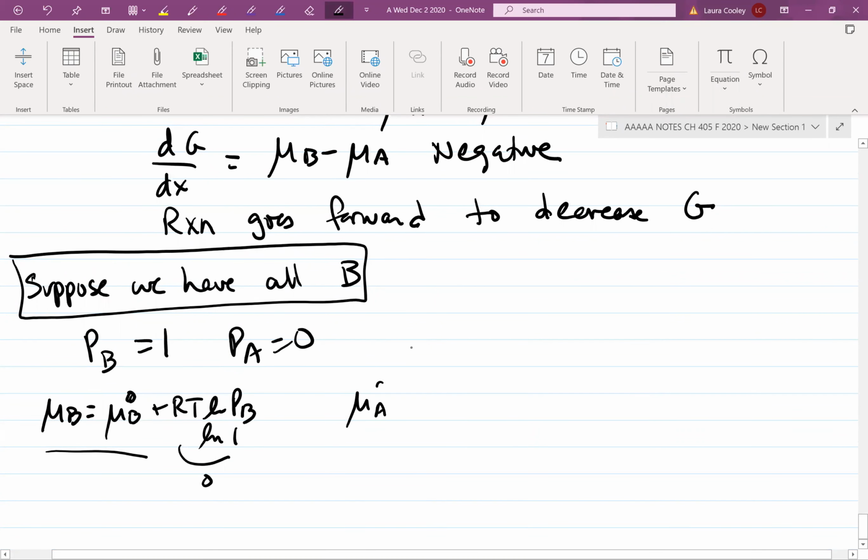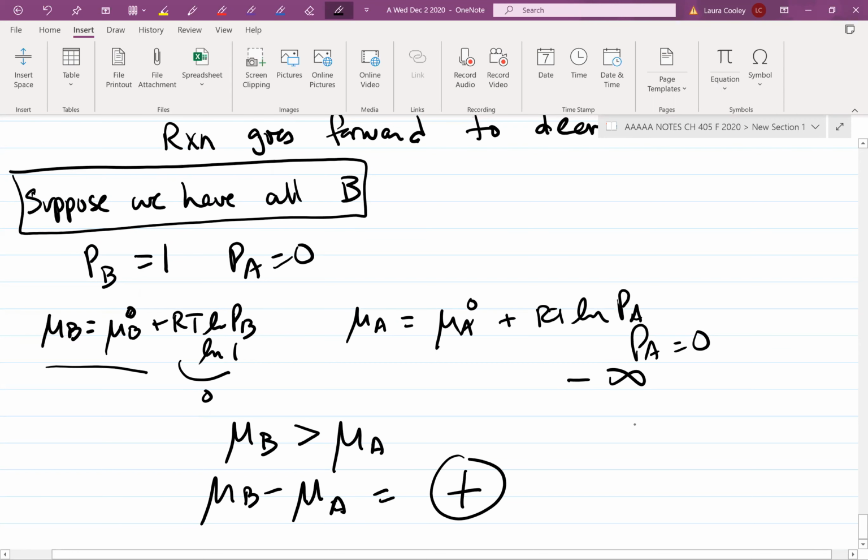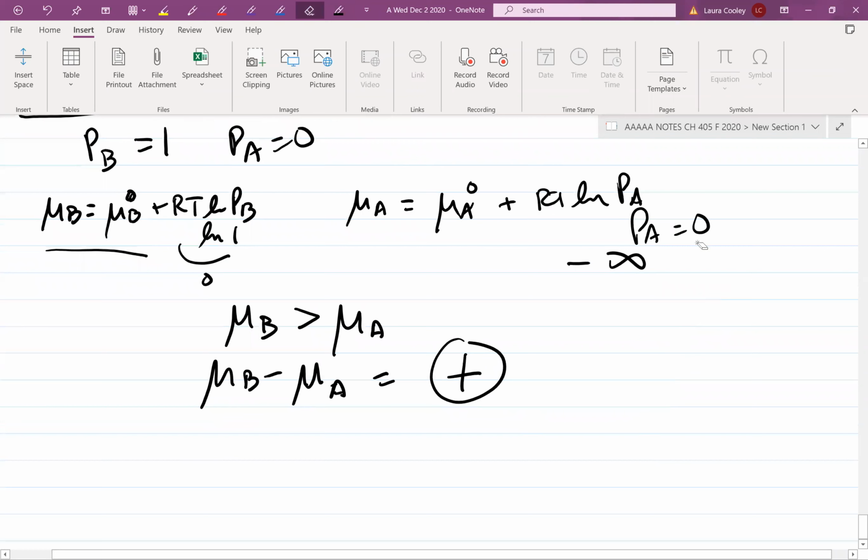Then we have mu A with the same equation, but now PA is equal to 0, so this is negative infinity. So at the very end, with all products, we have that mu B is greater than mu A. So mu B minus mu A is positive. That's the slope. So the reaction goes in reverse.